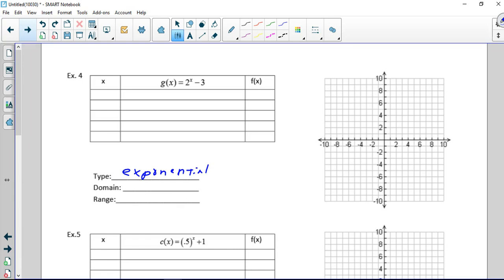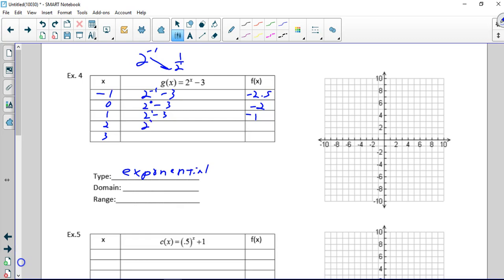So I'm going to use -1, 0, 1, 2, 3. So again, 2 to the -1 minus 3. Remember, 2 to the -1 is really just 1 over 2 to the 1, 1/2. So that's 0.5. But 0.5 minus 3 is -2.5. Then we have 2 to the 0, which is 1. Minus 3 is -2. And then 2 to the 1, which is 2, minus 3 is -1, sorry.